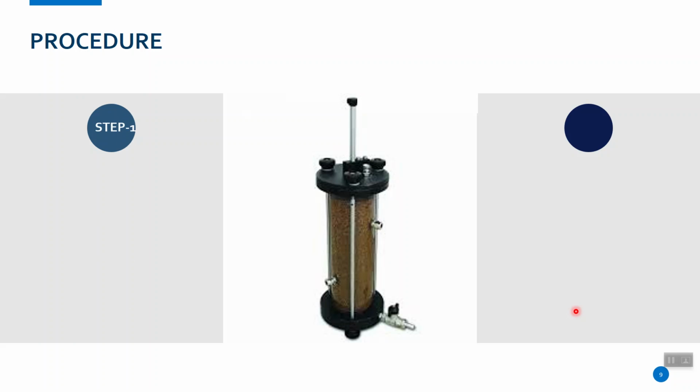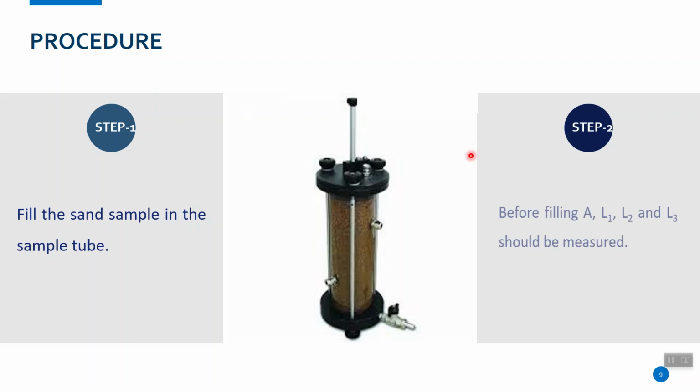Procedure. Step 1. Fill the soil sample in the sample cube. Step 2. Before filling, the area and L1, L2, and L3 should be measured. You can get the area from the inner area of the tube, and L1, L2, and L3 you can get from the difference level of this pipe. And this is L3.